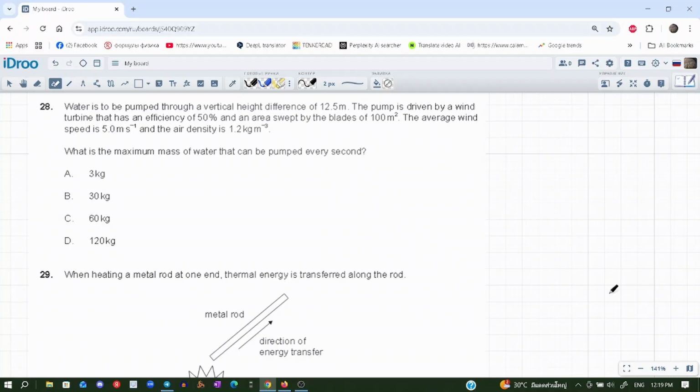So we have the density of air. We know the speed of the wind. We know the efficiency. We know the area. And we know delta H. We want to find what is the maximum mass of water that can be pumped every second. Okay, we want to find m, mass of water, over t, over time, right?